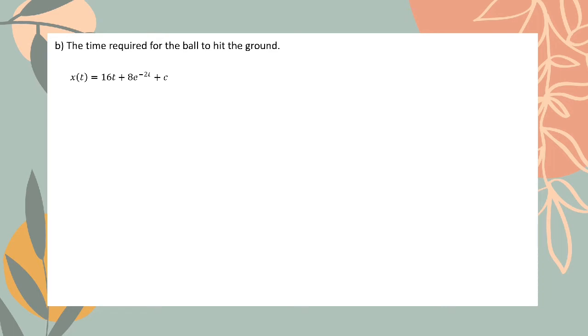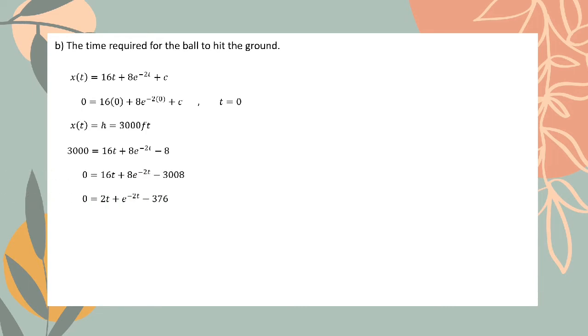Here, we want to know the value of c by substituting t equal to 0. Based on the question, a steel ball is dropped from a height of 3000 feet, so we know that x(t), also known as height, is equal to 3000 feet. We substitute 3000 into the equation and simplify by dividing everything by 8. We will get 0 equals 2t plus e to the power of negative 2t minus 376.